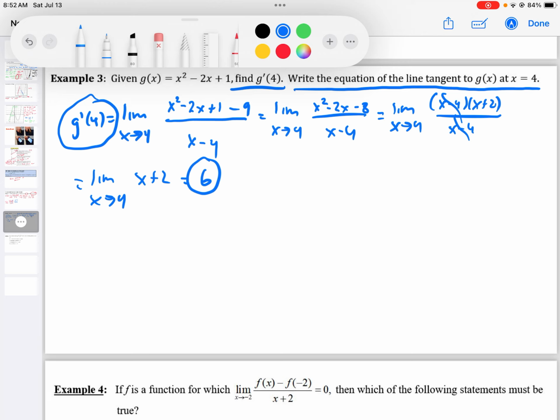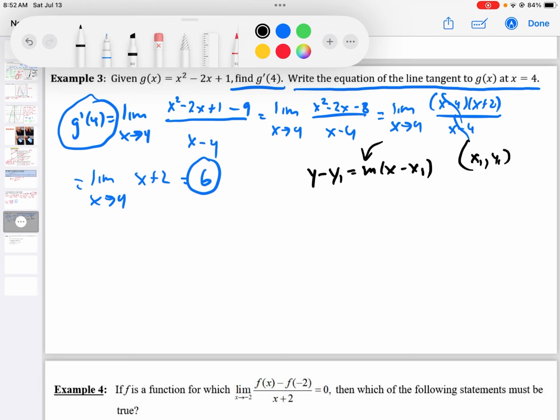Step 1 done. Now write the equation of the tangent line. We're going to use point-slope form. To write the equation of a line, you need point-slope form, which is y minus y1 equals m times x minus x1. That's where you have a point.